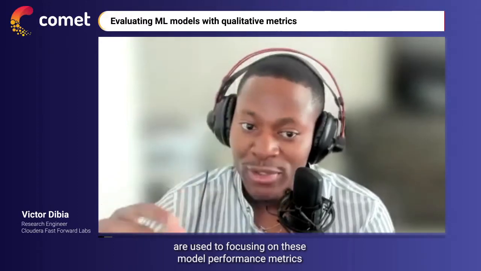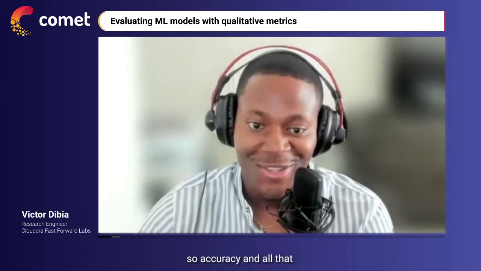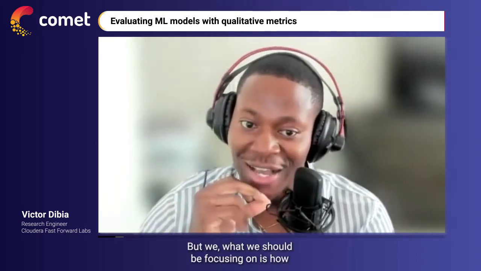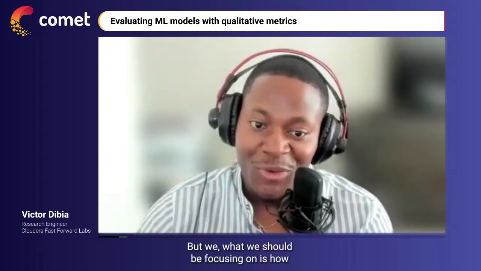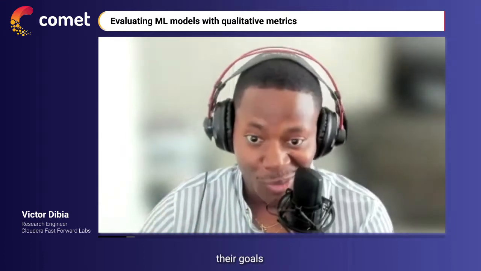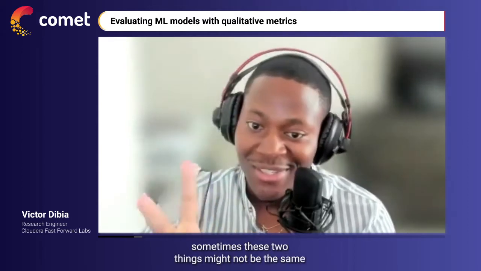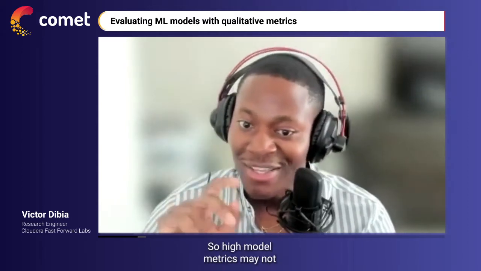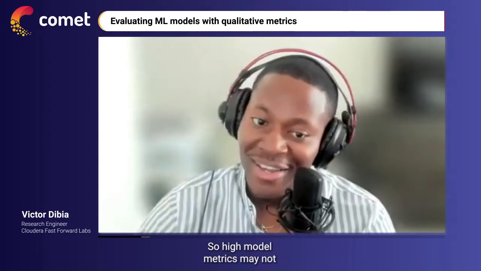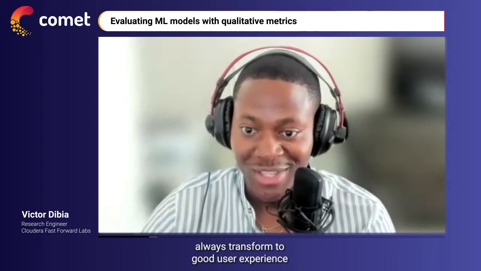As data scientists, we are used to focusing on model performance metrics, so accuracy, MSE, and all that. But really, what we should be focusing on is how well this model helps the user and supports their goals. And the second thing I want to point out is that sometimes these two things might not be the same. So, high model metrics may not always translate to a good user experience.